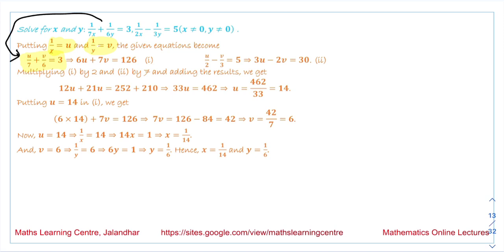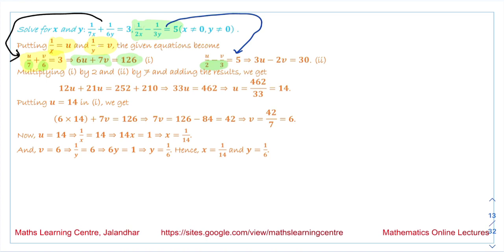This is the first equation, that is equal to 3. The second equation we are talking about over here, in place of 1 by x we are writing u and v. So these two equations will become u by 2 minus v by 3 is equal to 5. For these two equations we are saying the LCM is 42, and the equation becomes 6u plus 7v is equal to 126.